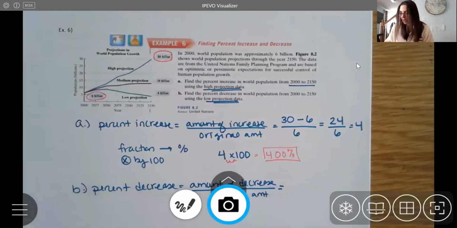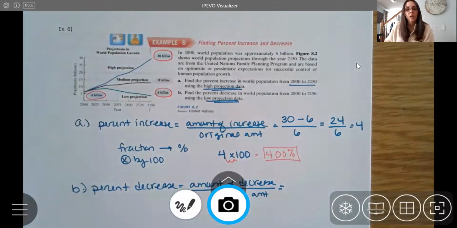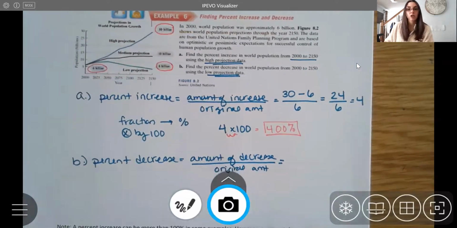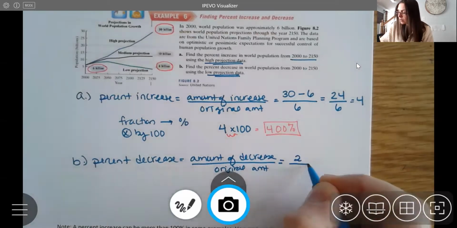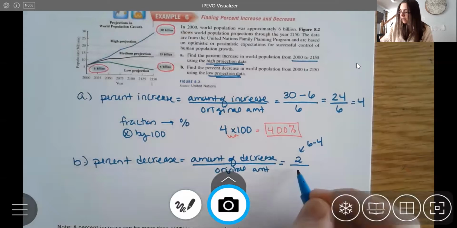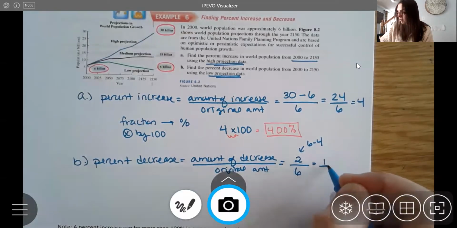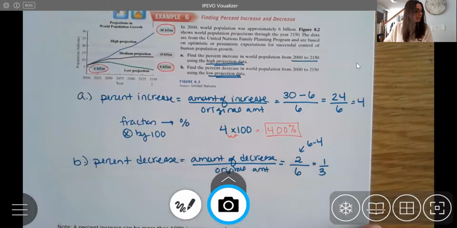So this time I'm starting with the 6 billion and I'm going to 4 billion. So that change there is 2, right? From 6 to 4, going down by 2. So I have a change of 2 in this case. And the original amount is 6. So this is the same as the fraction 1/3.